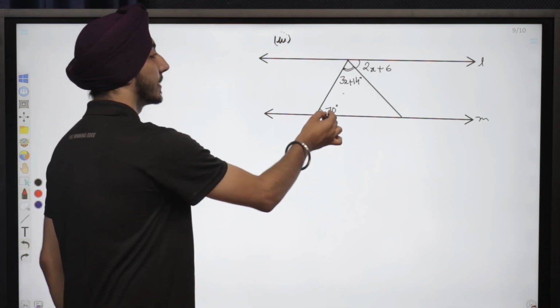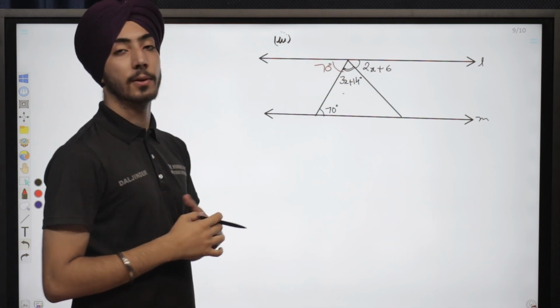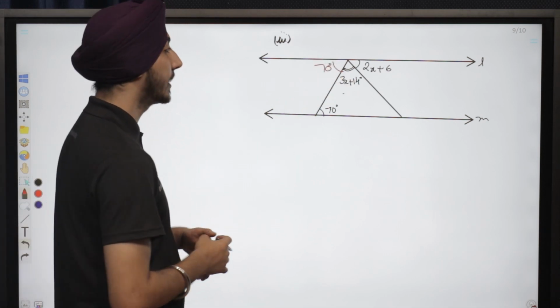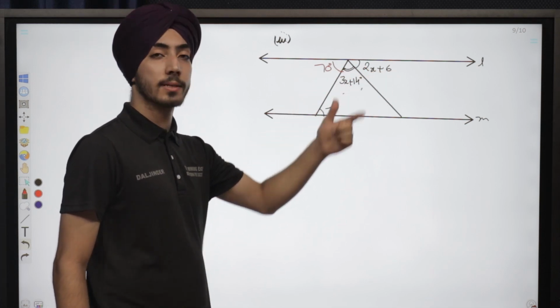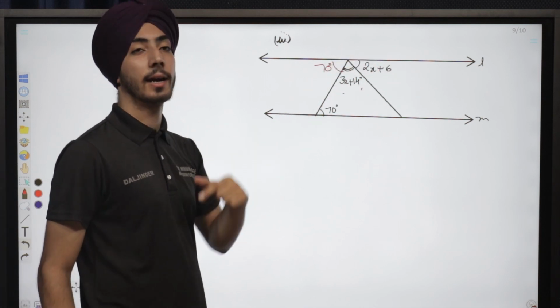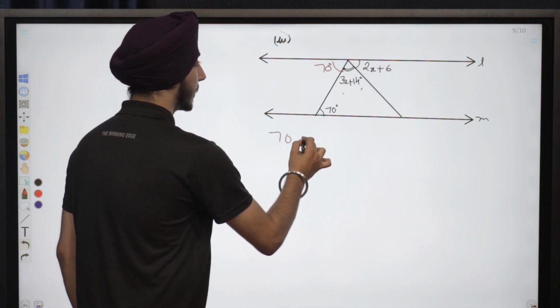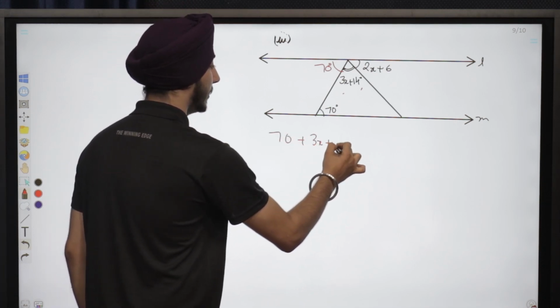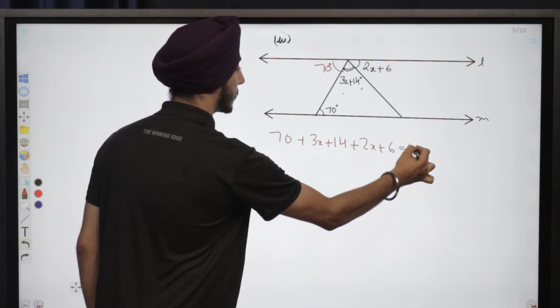So we'll have to use some property of the parallel lines, obviously. Now this is angle 70, this angle will also be 70 degrees. The reason being, these will be alternate interior angles, right? Now we can clearly see 70, 3x plus 14, and 2x plus 6 are lying on a straight line. That is, the sum of all these three angles will be 180 degrees. So we'll write down 70 plus 3x plus 14 plus 2x plus 6 equals 180.